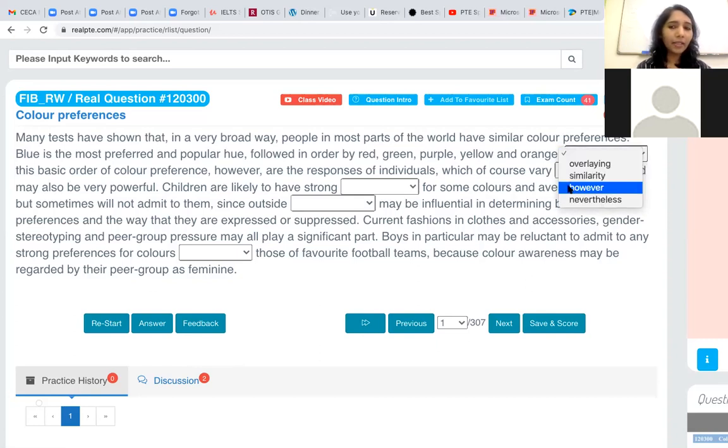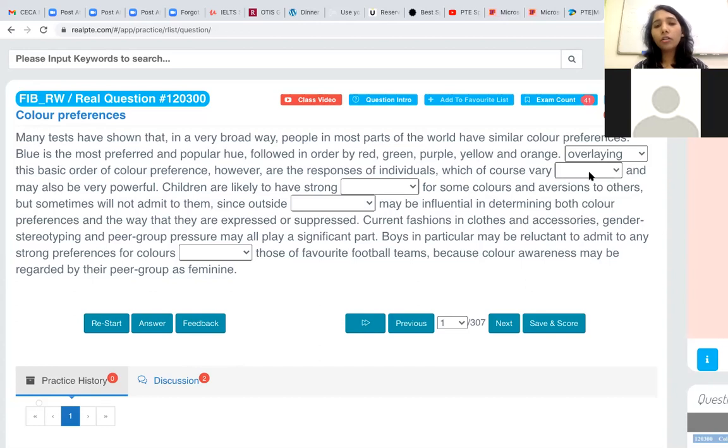So it can't be similarity, because that's a noun. Then "however" cannot be the answer, because the sentence already contains "however". So we have two nonsense options, similarity and however, and two answers left: either "nevertheless" or "overlaying". Look at it: "Nevertheless, this basic order of color preference, however," can't be the answer. So the only sensible option is overlaying. That means taking an overview, or looking at it from the top. This basic order of color preference are the responses of individuals, which of course vary dash.